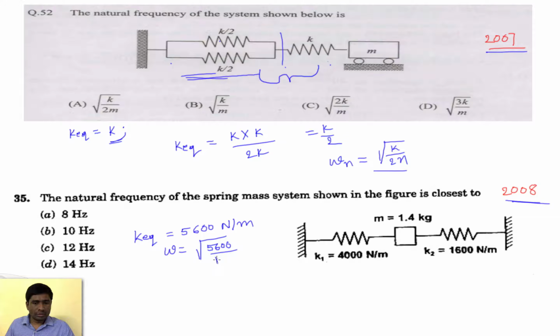5600 divided by 1.4 equals 63.25 radian per second. But here what is being asked is the natural frequency, that is f equal to omega by 2 pi. So if you divide by 2 pi, you will get an answer of approximately 10 Hz. This is the final answer.